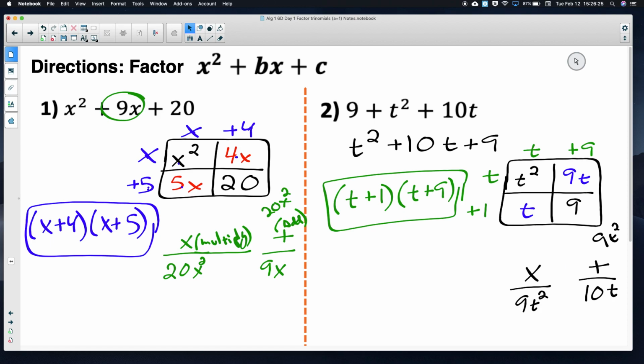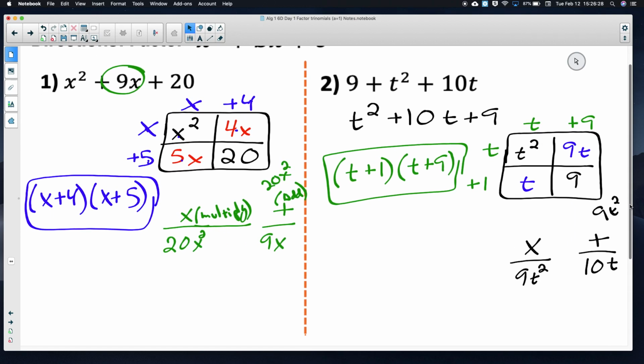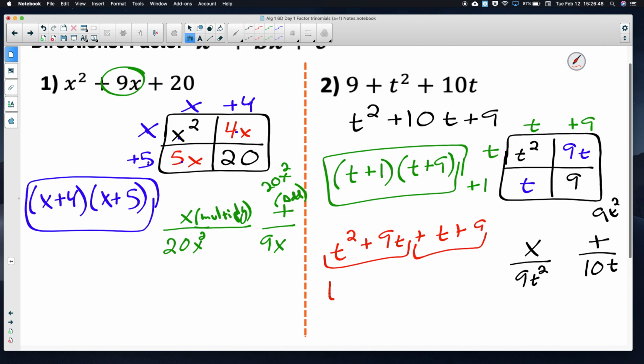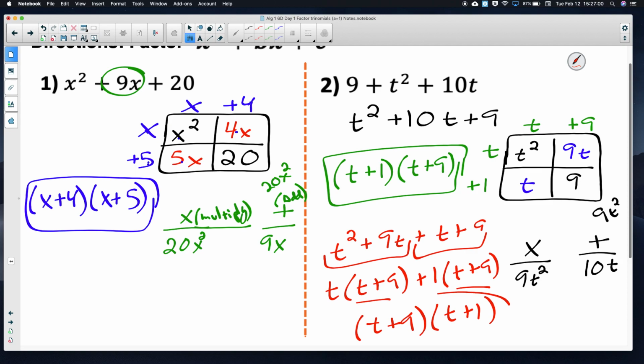In this one, I got t squared plus 10t plus 9. We figured out what multiplies to 9t squared and adds to 10t was 9t and t. So I can split my middle term into those and factor by grouping. That's really what we're doing in the box, is just factoring by grouping. So I get t times t plus 9 plus 1 times t plus 9. Those are the same, so I can factor out t plus 9, and I'm left with t plus 1. Notice how those are the same exact thing, even though they're flipped around. It does not matter with multiplication.